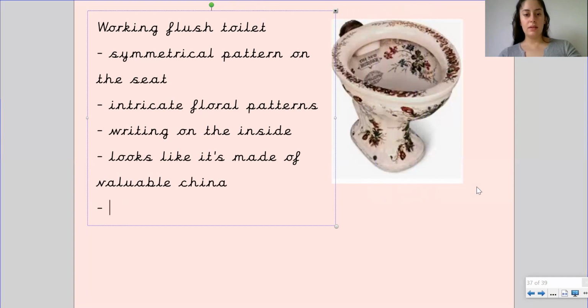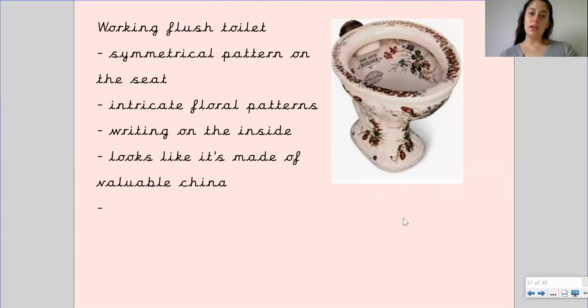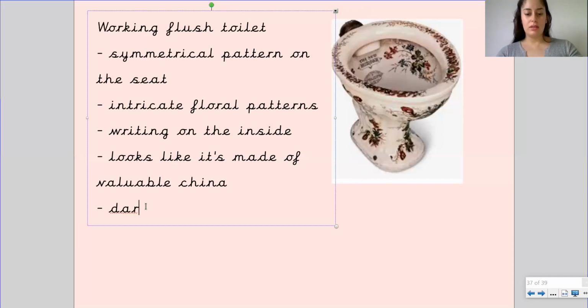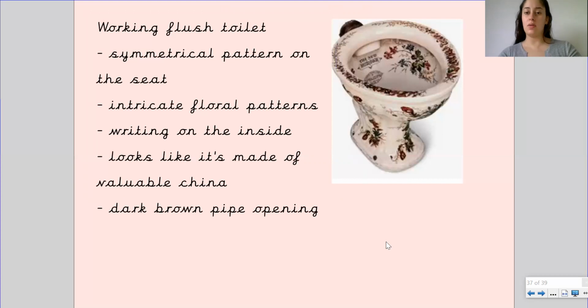And then what can we see at the back? Well, if you think of the toilets that you've got at home, the back of the toilet is normally attached to the wall. That's where the opening of the pipe is. And what color is it? How could we describe it? So it looks dark brown to me. Dark brown pipe opening, so that the pipes can go in and it can help with the functioning of the toilet.